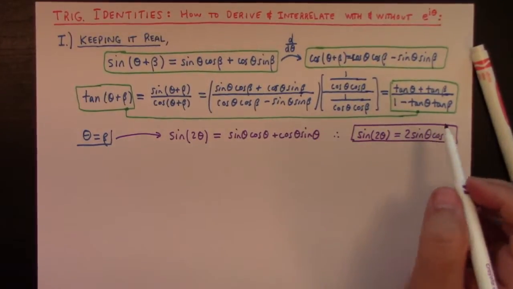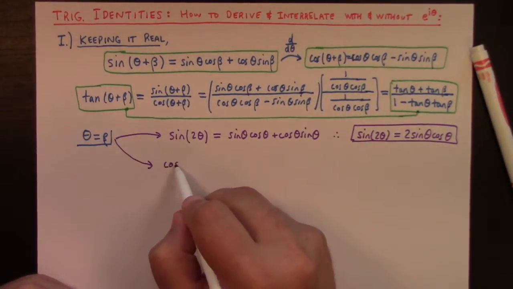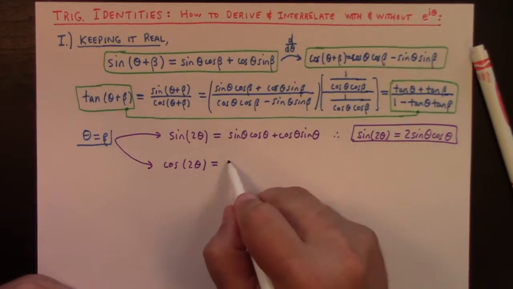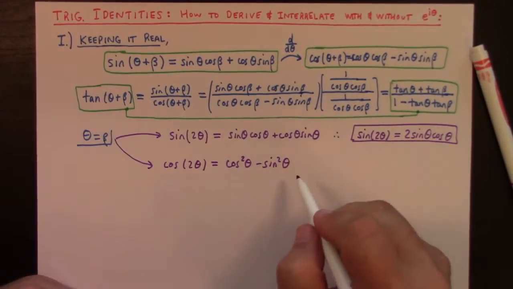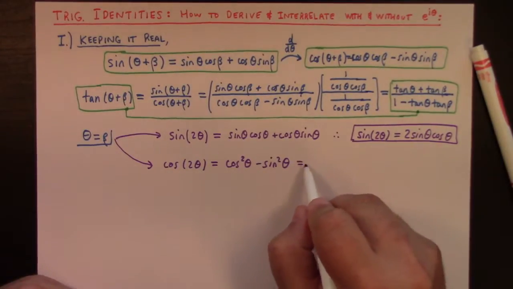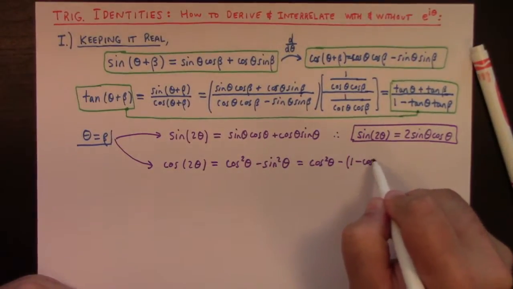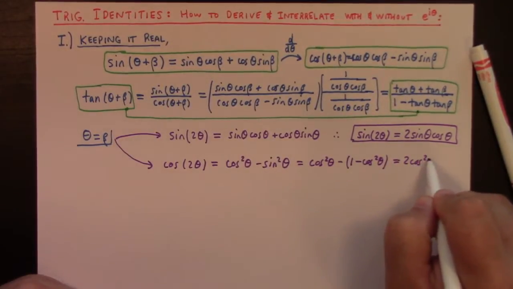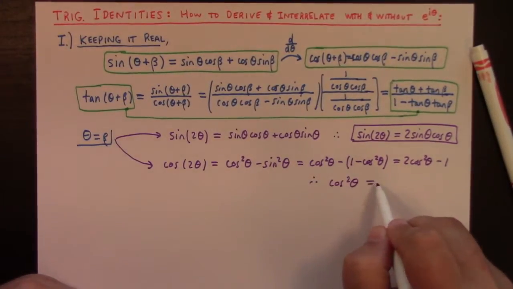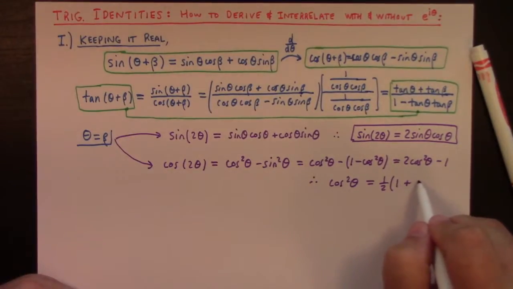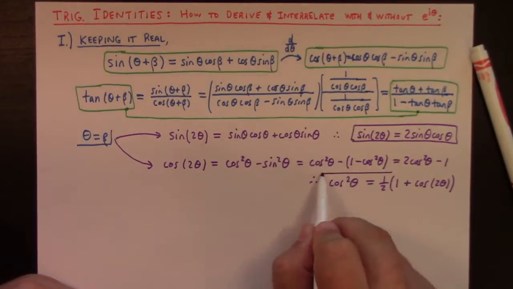Let's see what pops out of the cosine formula when we put theta equal to beta. We get cosine of 2 theta equals cosine squared theta minus sine squared theta. But everybody remembers sine squared plus cosine squared is 1. So this can be rewritten as cosine squared theta minus parentheses 1 minus cosine squared theta, AKA 2 cosine squared theta minus 1. So if you solve that for cosine squared, we get cosine squared theta is equal to 1/2 of 1 plus cosine 2 theta, which is a nice identity. Of course, we've used that.